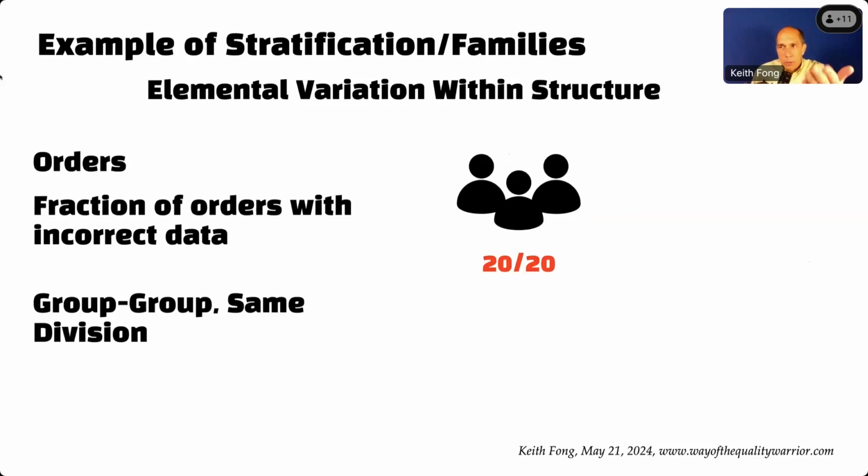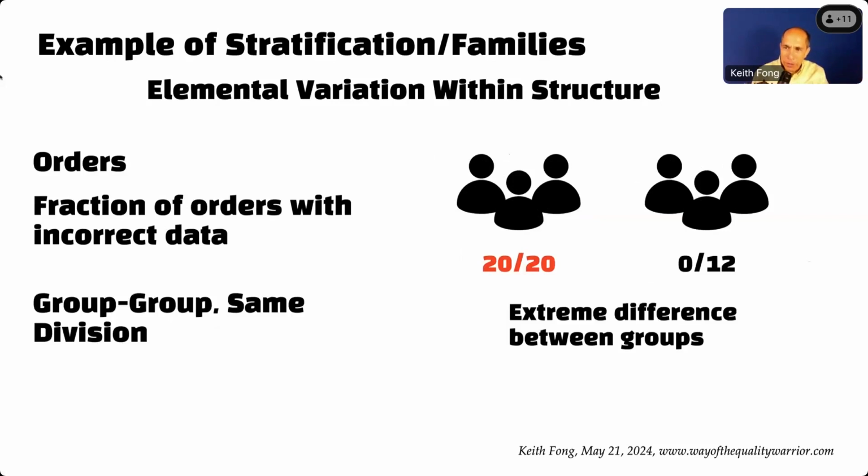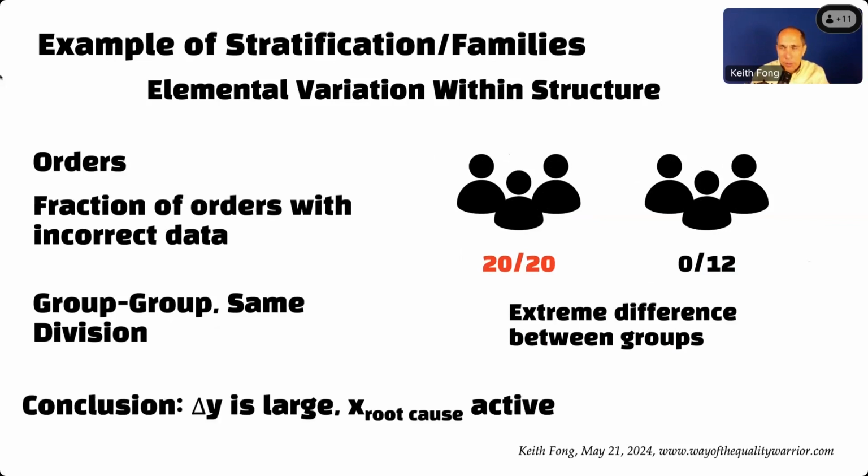So the bad group, where those 2 guys came out of, we look at 20 orders and all 20 are bad. We go find another group, and what do we see here? It's like, wait, they did 12 orders, but none of them have errors. That's pretty important. That's a really big difference. So this is an extreme difference between groups. And what are we going to conclude from this? Well, our delta Y is large and the root cause is active.